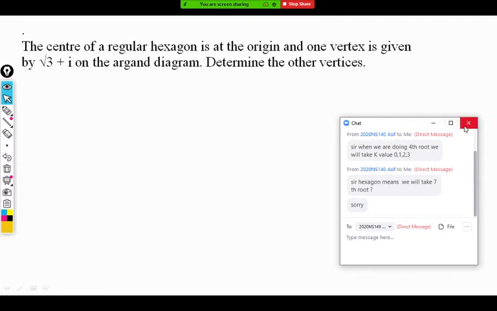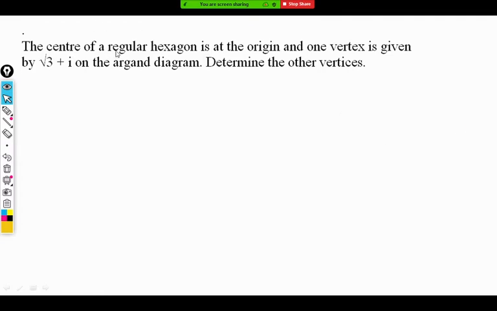Here, the word regular hexagon indicates that we can do this problem by roots of a complex number also. One of the roots we are given, and we can first take the 6th power of this complex number. We should take z equal to root 3 plus i, then take z raised to 6, and then again take the 6th root on both sides. That means you have to convert that into polar form, then general polar.